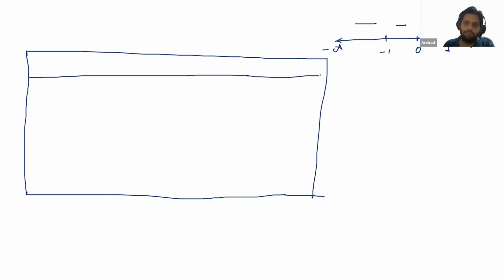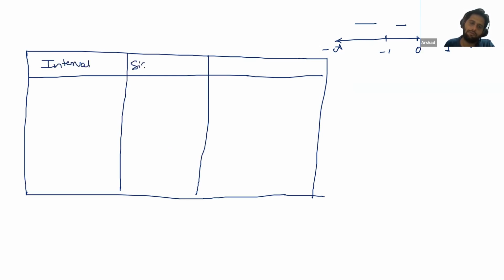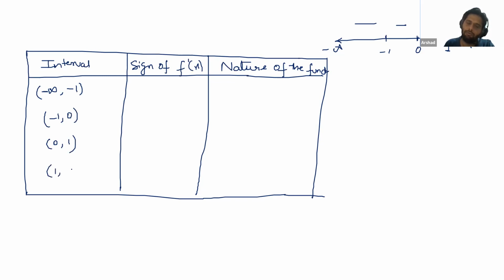So the first thing is the interval, the sign of f dash, and the nature of the function. So what are the intervals you have? The intervals are minus infinity to minus 1, open. Next is minus 1 to 0, open. Then 0 to 1, open. And 1 to infinity, open.